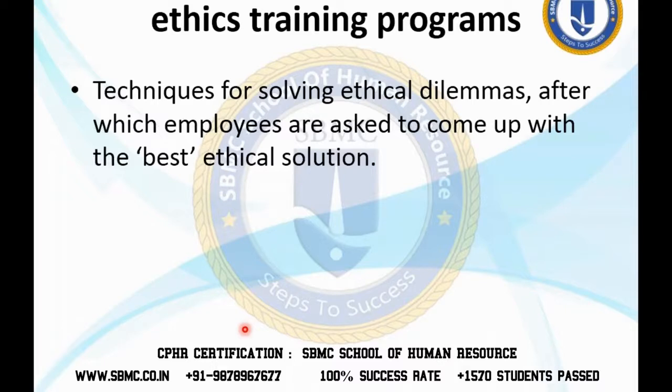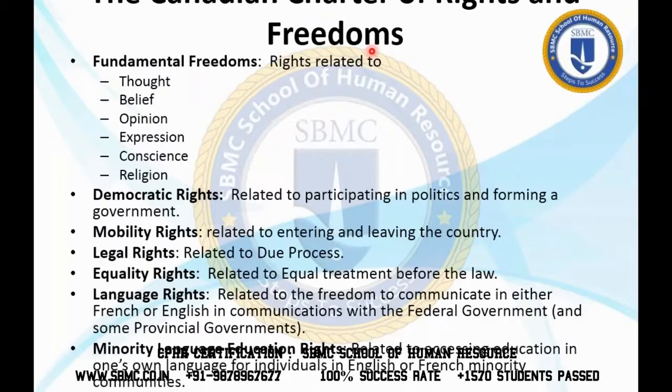A training for solving ethical dilemmas, in which the employees are asked to come up with the best ethical solution. That is the ethical training program. And your Canadian Charter of Rights and Freedoms. The Canadian Charter of Rights and Freedoms covers fundamental freedoms, the rights related to thought, belief, opinion, expression, conscience, and religion. Those are the Canadian rights. You have to remember these rights, and democratic rights. Democratic rights are those related to participating in politics and forming the government. That is the democratic rights.